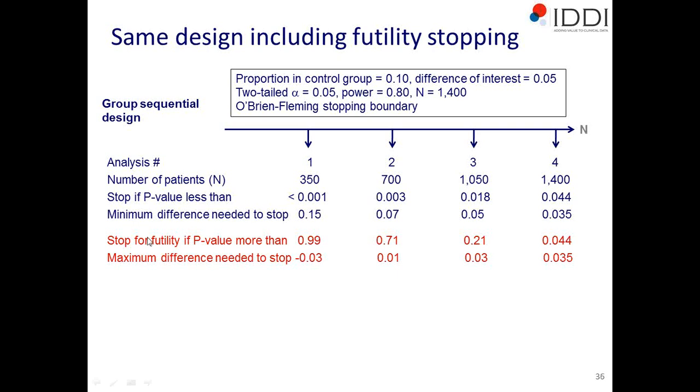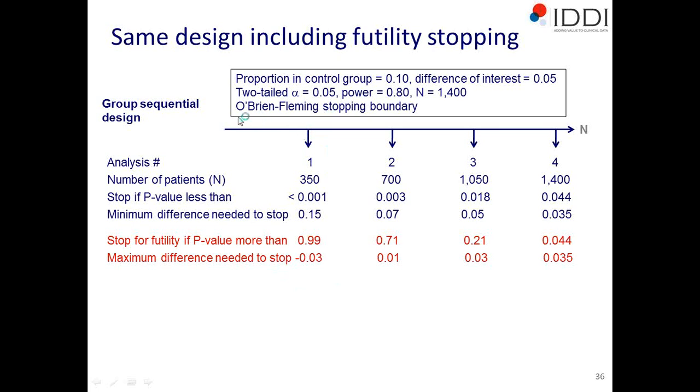We could also add to this design a futility stopping boundary, which is exactly the same as an efficacy stopping boundary, except it's the exact opposite. We stop the trial if we have no evidence of efficacy of the new drug compared with the standard. So if at the first interim analysis, for example, we saw a difference against the new drug of 3% or more, we would stop right there and say it's futile to continue this trial because we have evidence that the drug doesn't work.